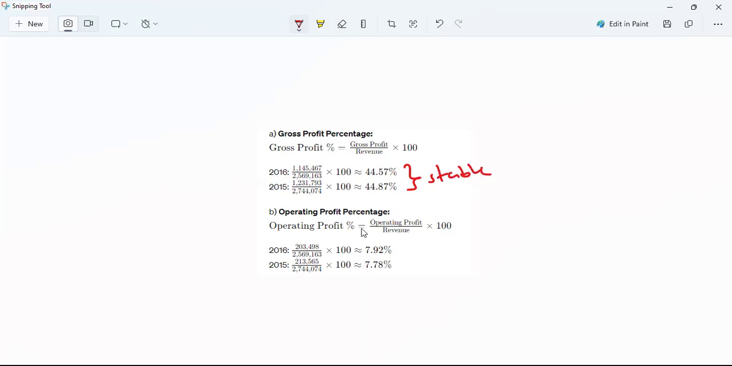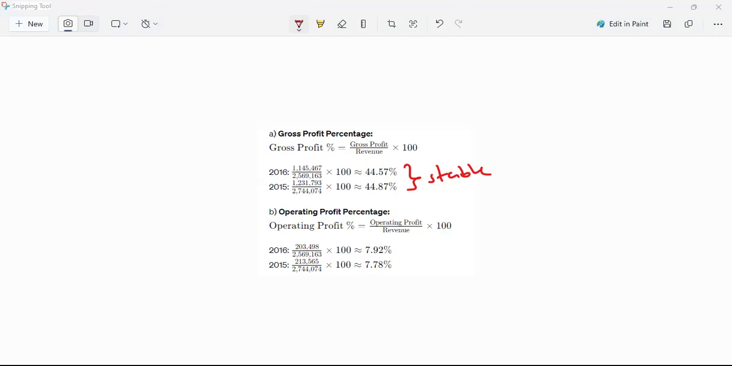All right, so we go to operating profit percentage. Operating profit percentage measures the proportion of the revenue that remains after deducting both the cost of goods sold and the operating expenses. This reflects the profitability of the company's ongoing operations. Here we can see that Kandolo's operating profit percentage slightly decreased from 7.92 in 2015 to 7.78 in 2016. This indicates a slight decline in profitability from core operations.